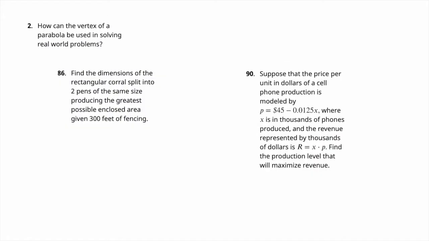Alright, how can the vertex of a parabola be used solving real-world problems? Well, in a parabola, the vertex is either the maximum value or the minimum value, and so if you're trying to maximize something like profit or minimize something like cost, or you're trying to maximize area, then that's where it's used. So here's 2 examples. Let's go do those.